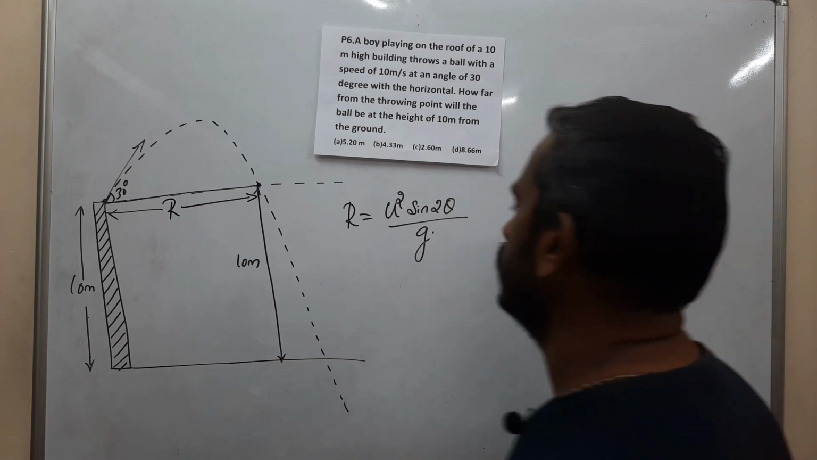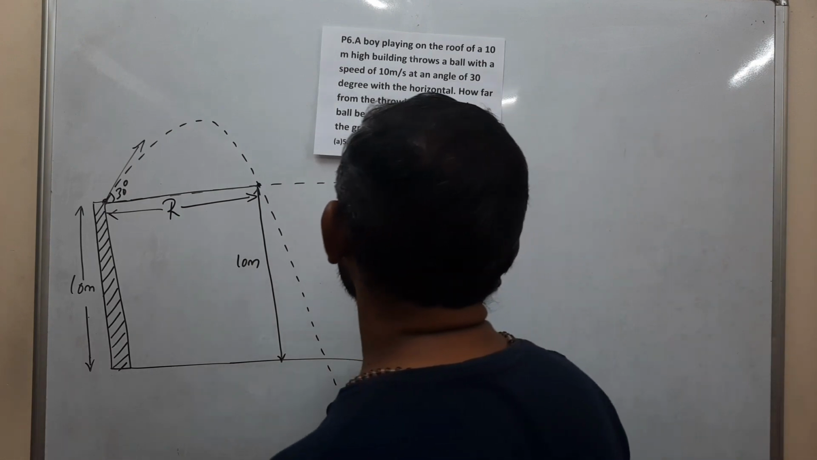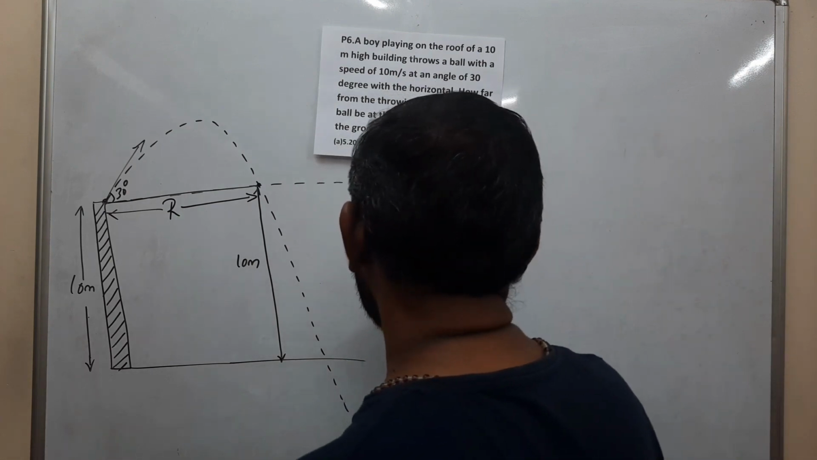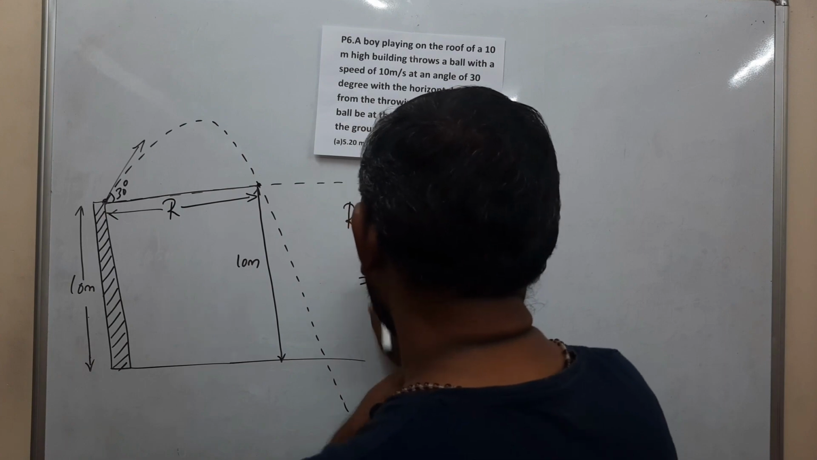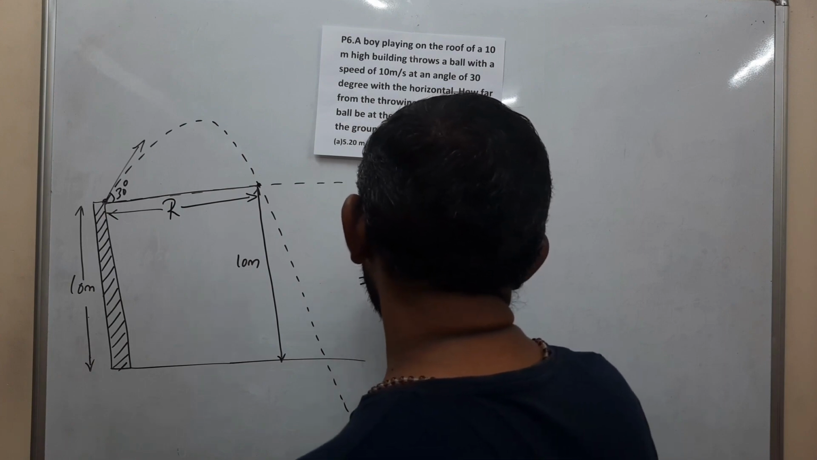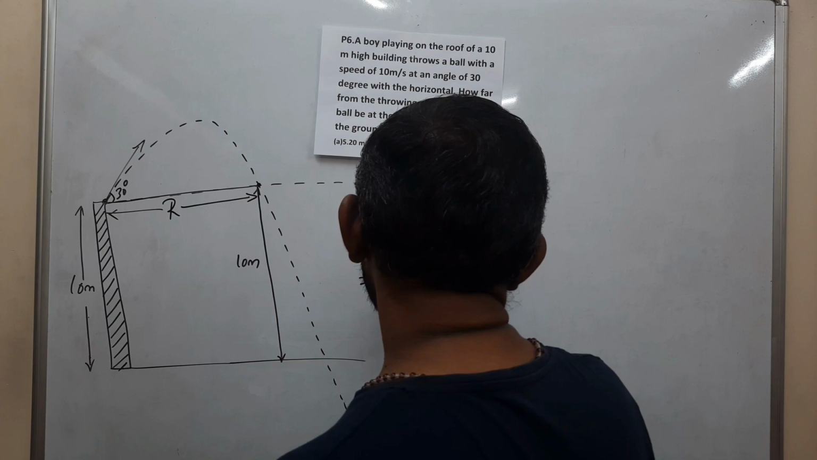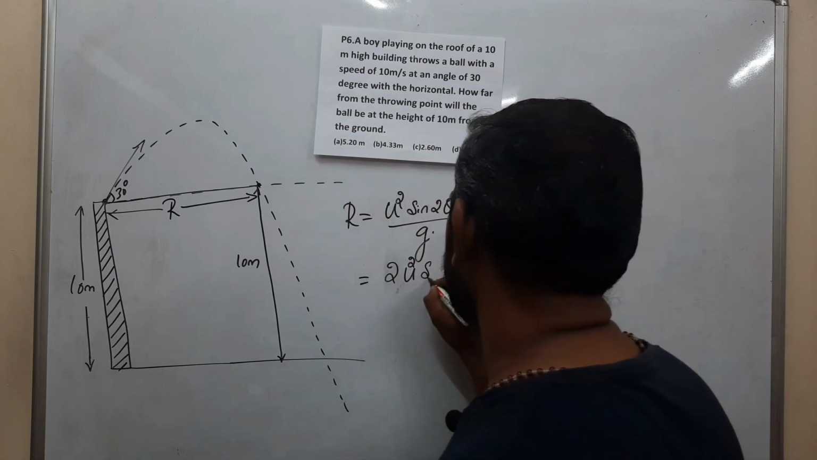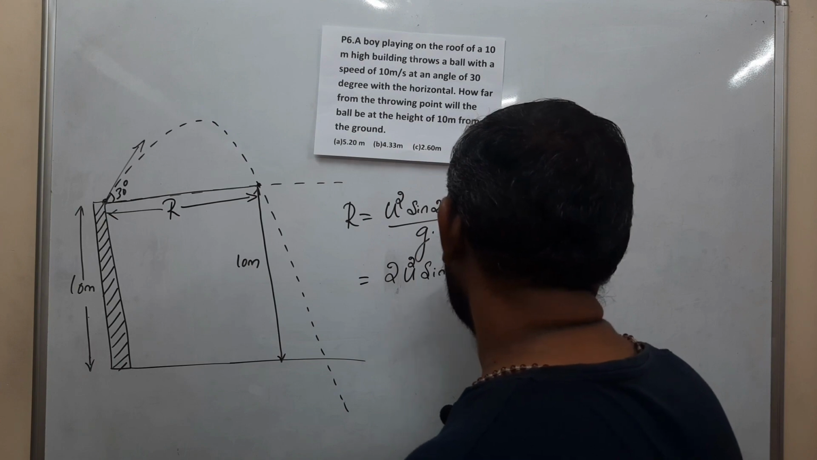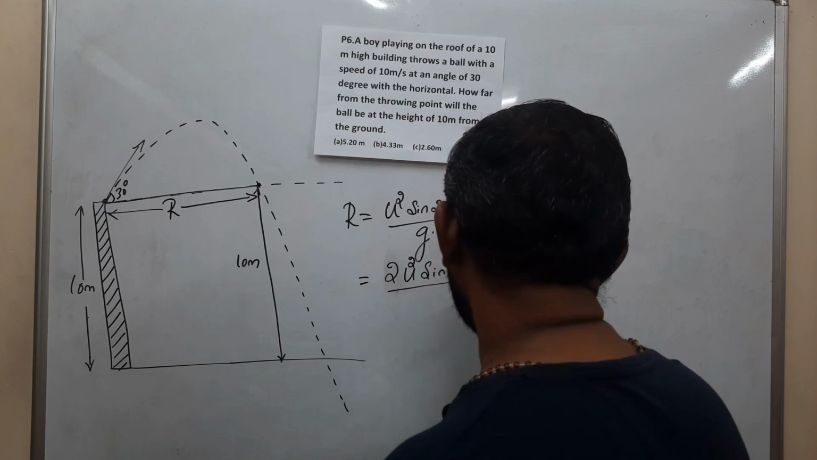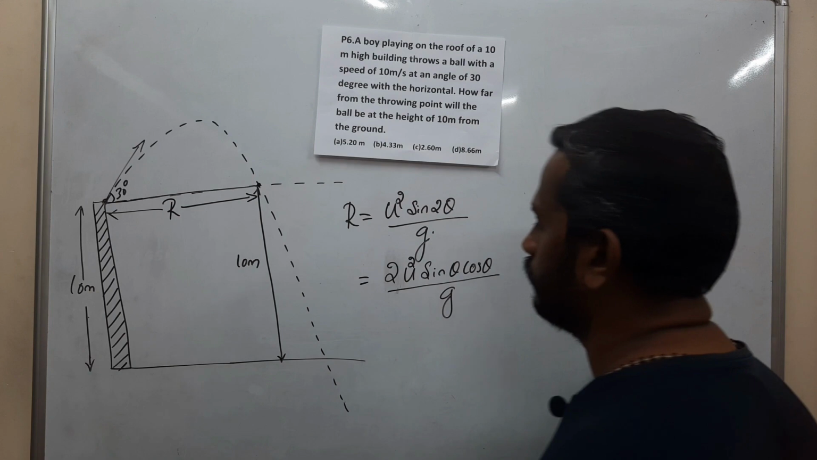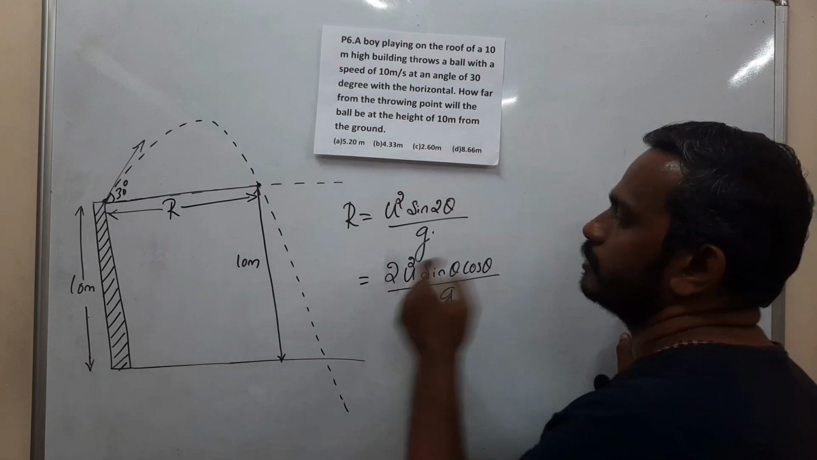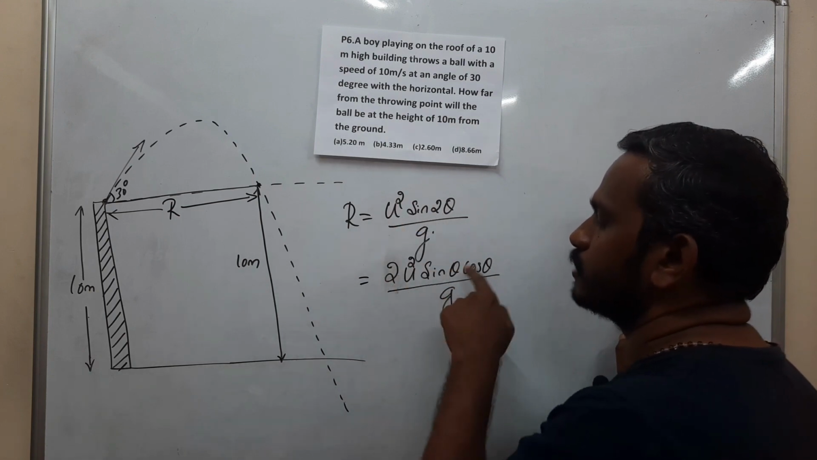We can write sin 2 theta as 2 sin theta cos theta. So R is equal to U square times 2 sin theta cos theta divided by G.